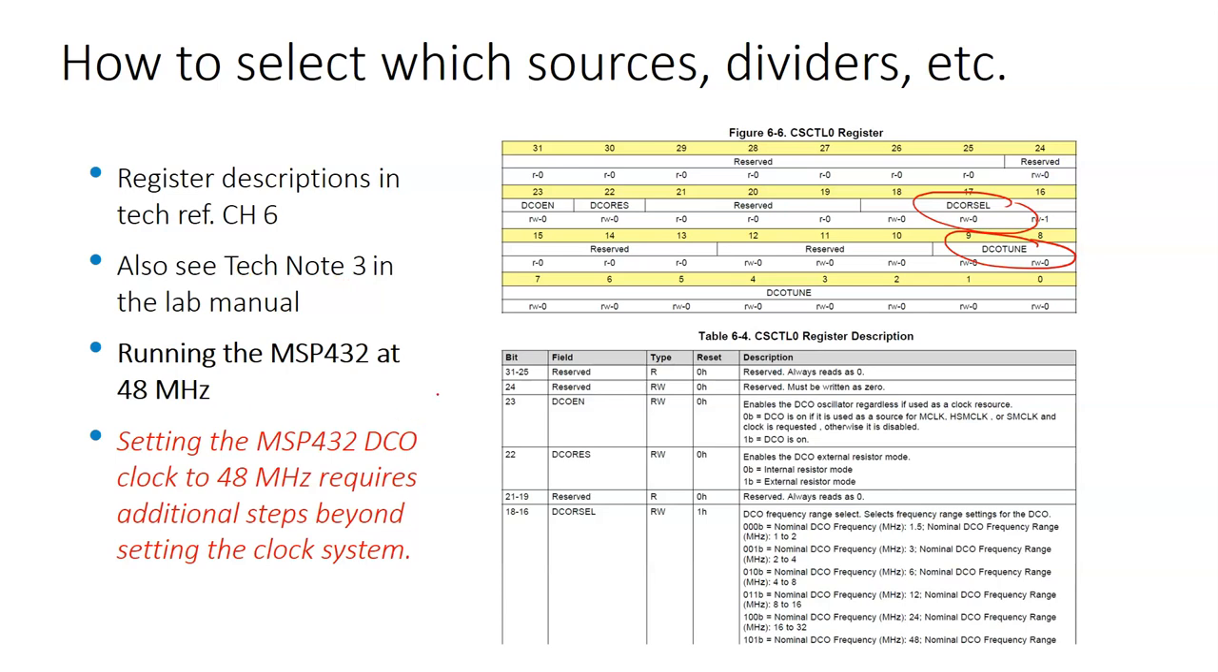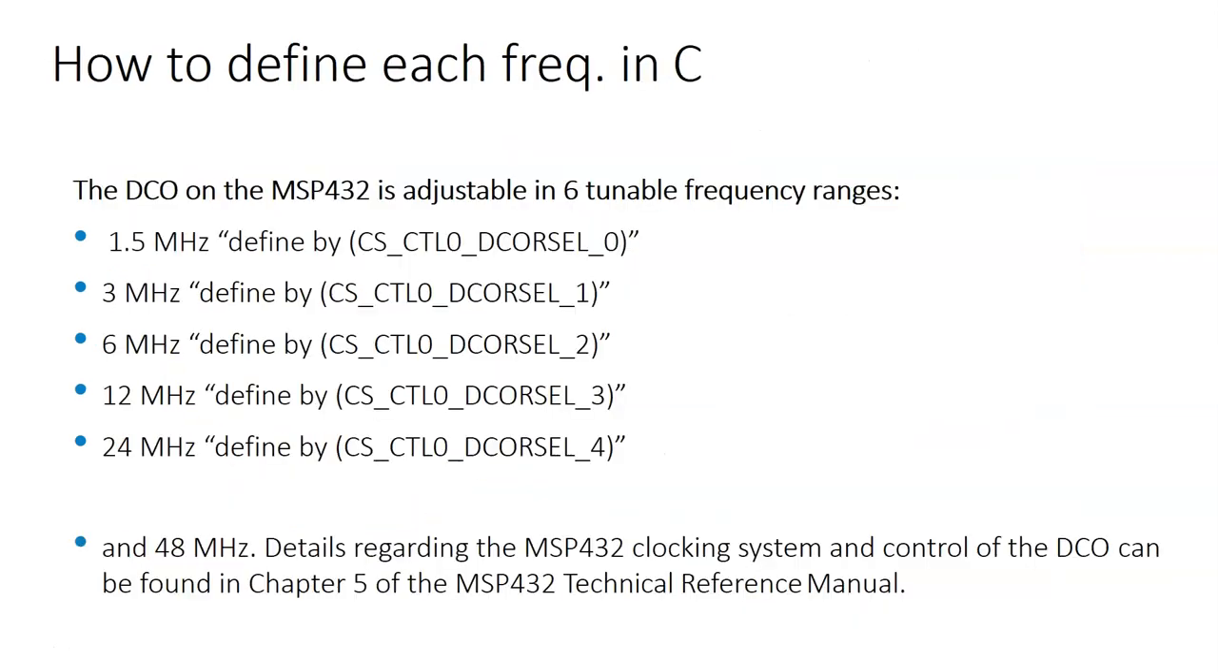The other thing to note here is that when you're setting the DCO to run at frequencies from 1.5 megahertz to 24 megahertz, your code will look very similar. But the approach for setting the controller to run at 48 megahertz is going to require some additional steps. The DCO for the MSP432 is adjustable for 6 frequency ranges. Those nominal values are 1.5 megahertz, 3 megahertz, 6 megahertz, 12 megahertz, and 24 megahertz. That tuning parameter then can add plus or minus off of that nominal frequency.